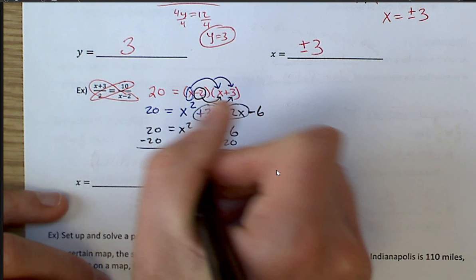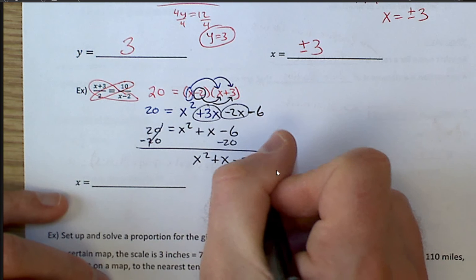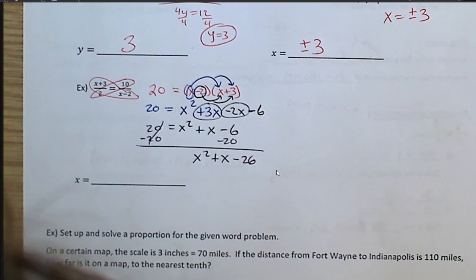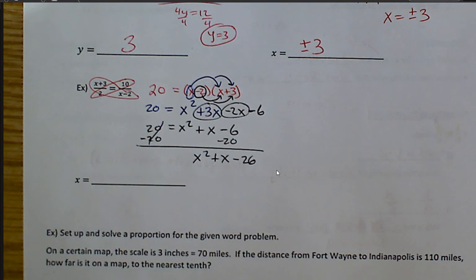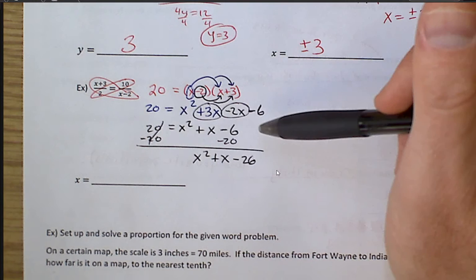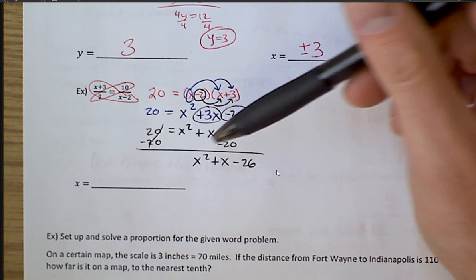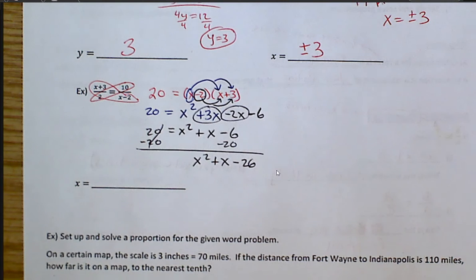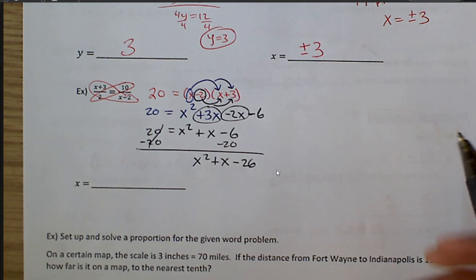Okay, I'm going to subtract 20. So I'm going to get x squared plus x minus 26. Is that right? I believe, unless I made a mistake. Now, in terms of solving this, we have to come up with 2 numbers that multiply together to give you negative 26 and add together to give you 1, which I don't see any. I'm just going to double check my math here, but we should be in a situation where we should try to factor this.